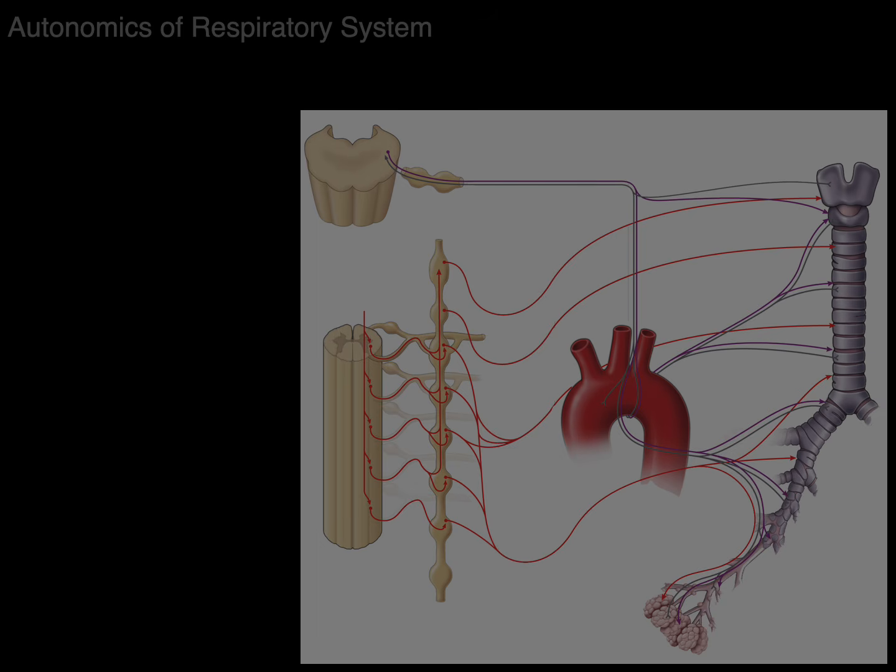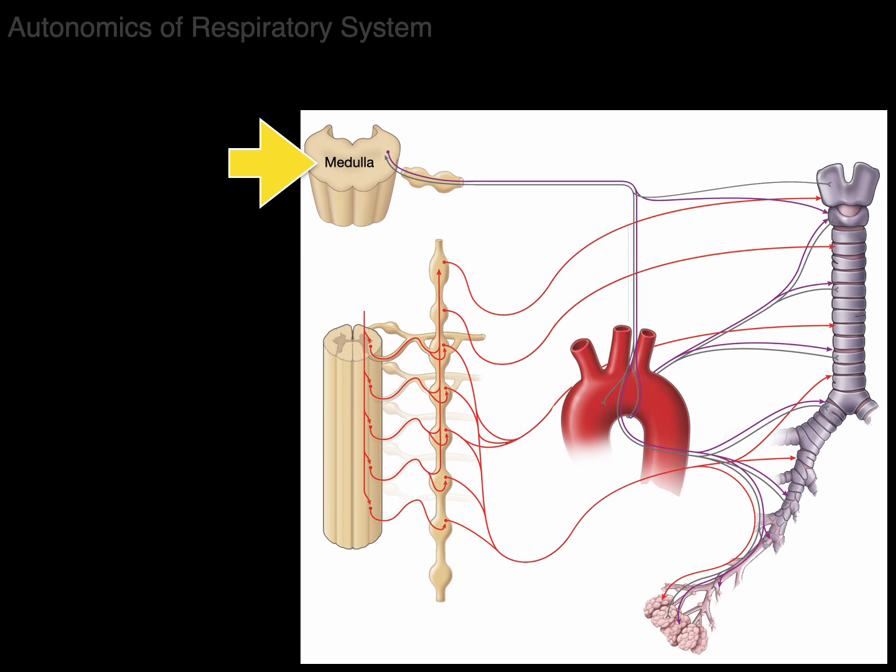I'm going to use this illustration to demonstrate sympathetics and parasympathetics. That's the medulla oblongata of the brainstem. And then here is segmental sections of the spinal cord, T1 to T5 levels. Here is the sympathetic trunk, and there's one sympathetic ganglion. The aortic arch with the plexus of autonomics, and then there's the trachea with the primary, secondary, tertiary bronchi, and then all those airways down to the alveoli.